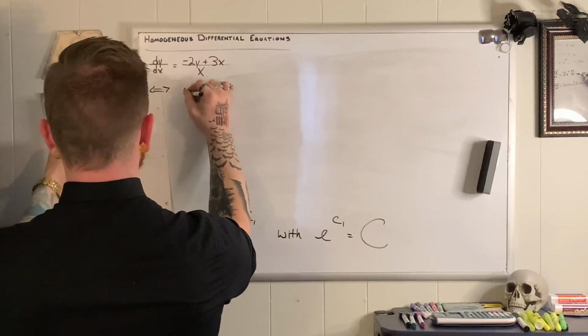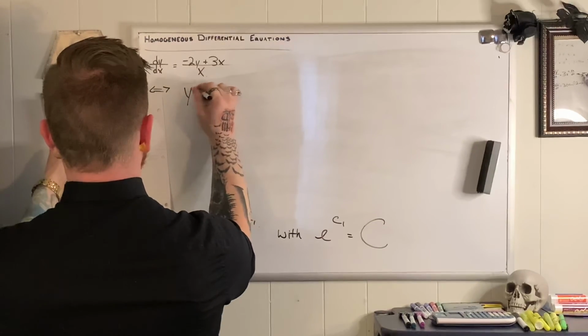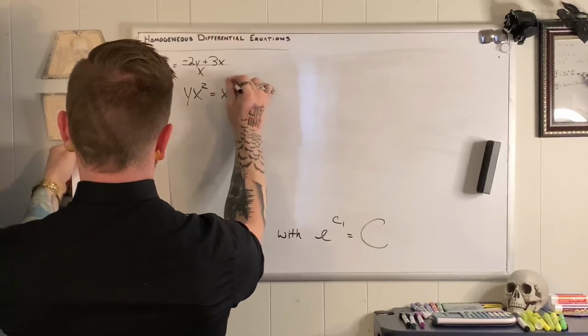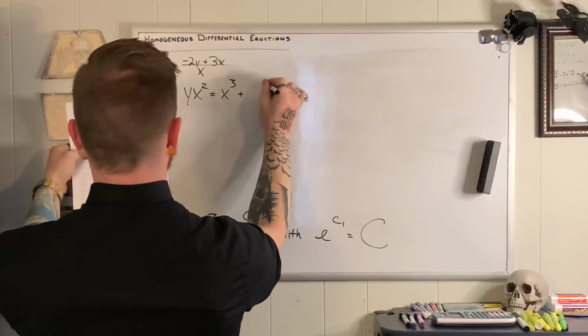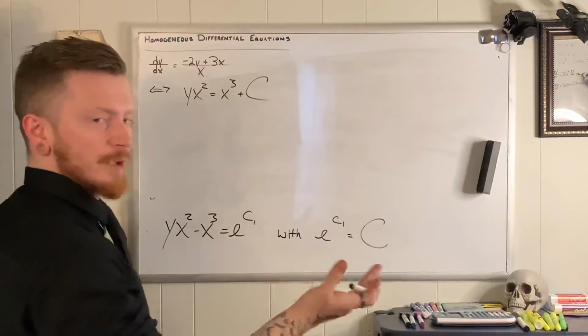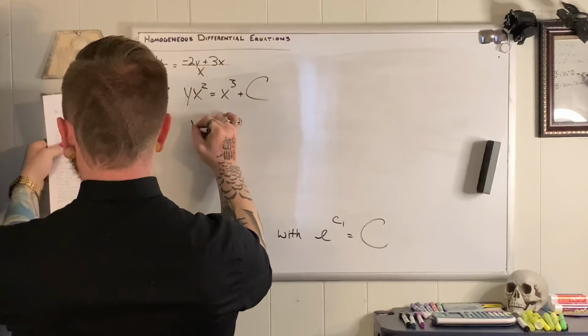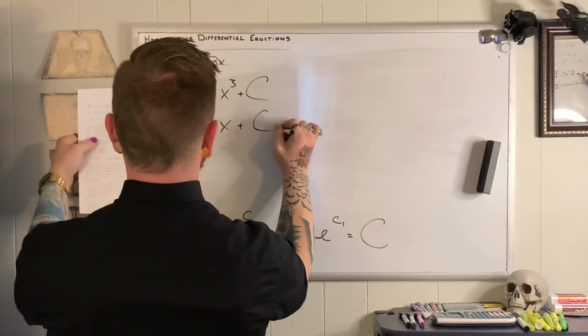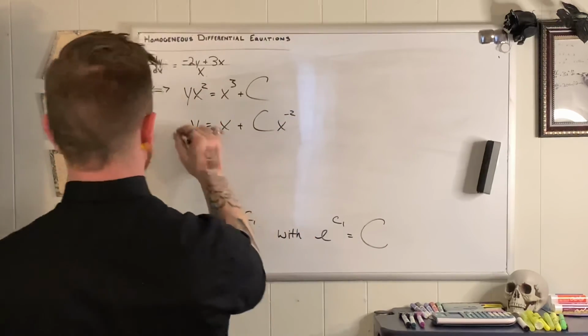We can now rewrite this as y x squared equals x cubed plus c. So dividing through by x squared to solve for y will give us our solution. y equals x plus c times x to the minus 2.